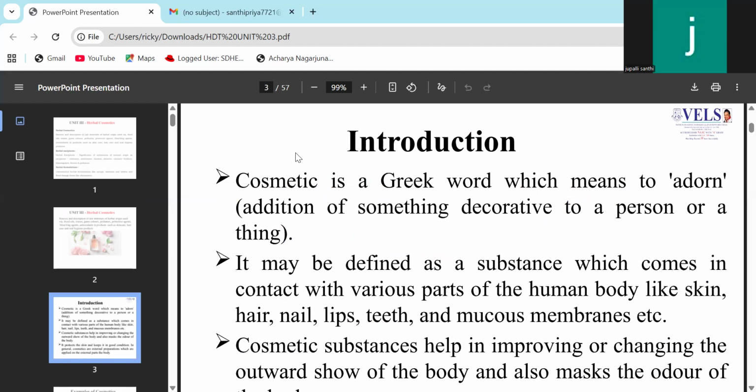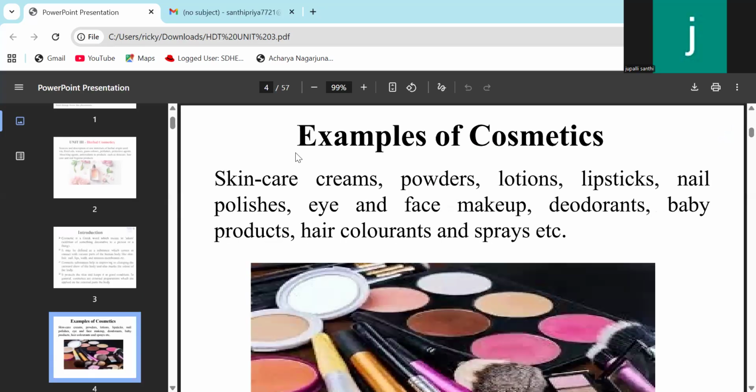So the main definition of the word cosmetic is that it is derived from the Greek word which means to adorn. So, addition of something decorative to a person or thing. So it may be defined as a substance which comes in contact with various parts of the human body like skin, hair, nail, lips, teeth, and mucous membranes, etc.